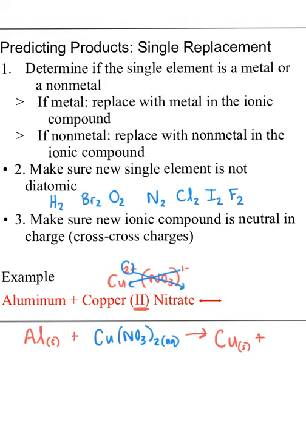So now we have a new couple. Aluminum is going to bond with nitrate. I know aluminum will go first because aluminum is always a positive charge. So aluminum is +3, I get that from the periodic table. Nitrate is always -1. We crisscross the new couple, and I get Al(NO3)3.